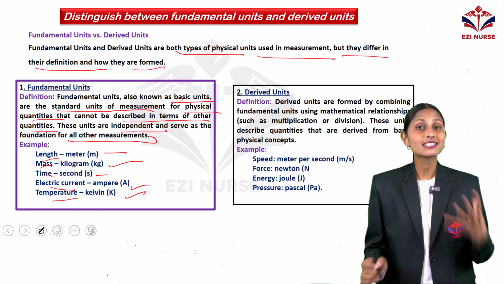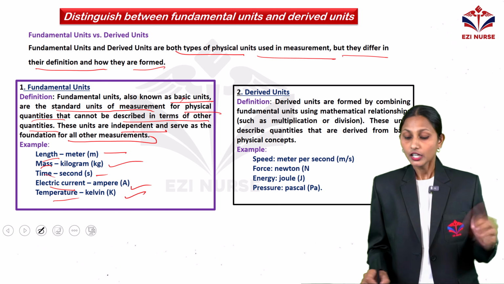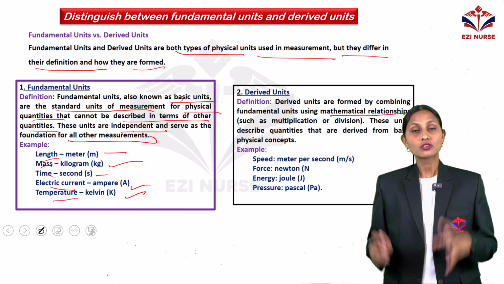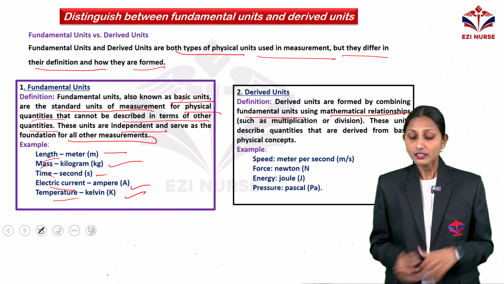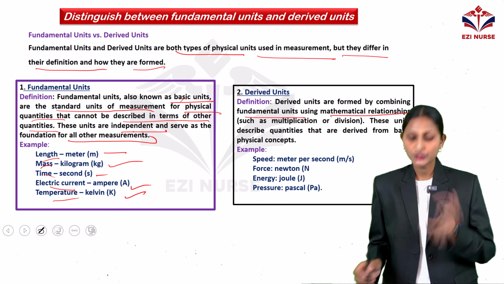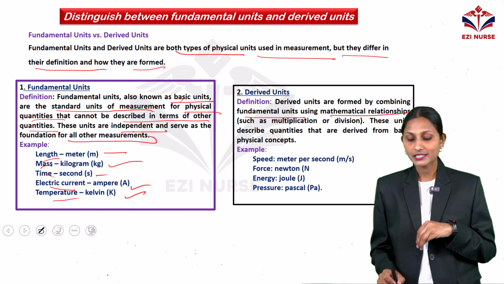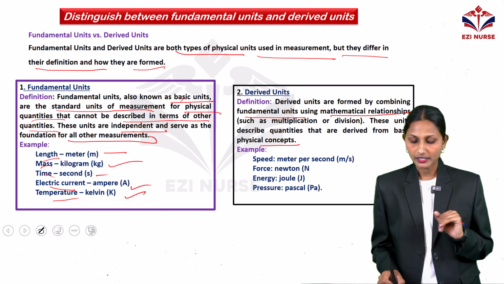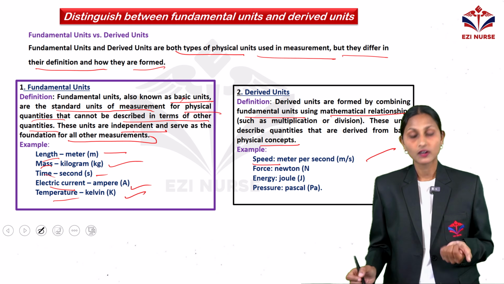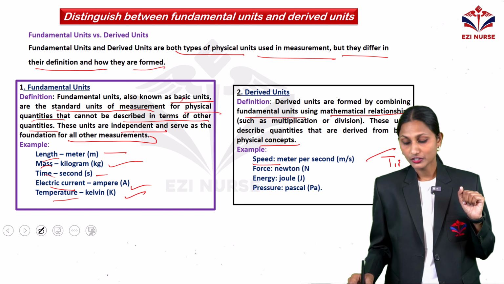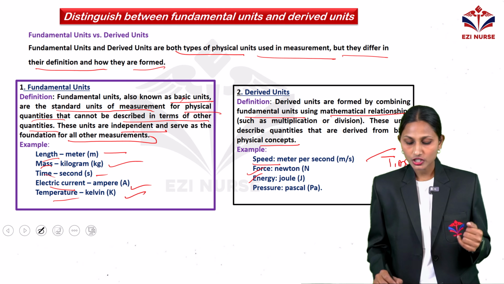Now we will discuss the derived unit. Derived units are formed by combining fundamental units using mathematical relationships, such as multiplication or division. These units describe quantities that are derived from basic physical concepts. For example, speed: here we measure how much distance is covered and in what time. So this is a derived unit. Examples are force, energy and pressure.